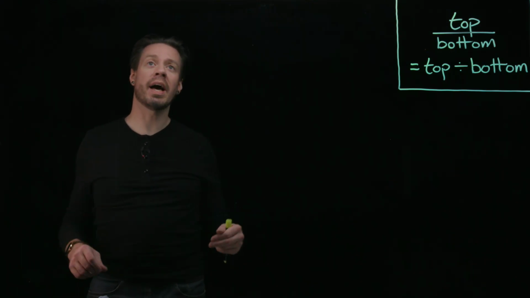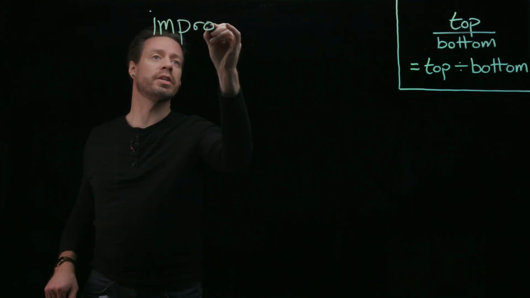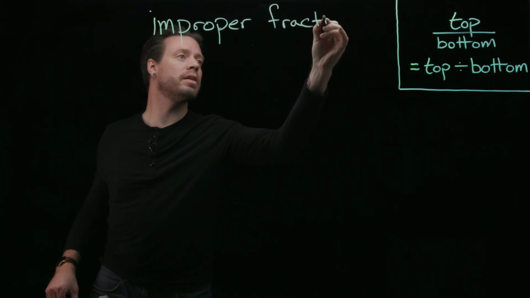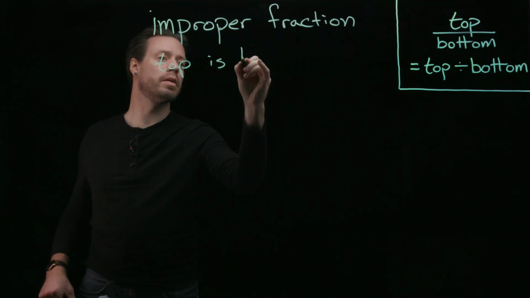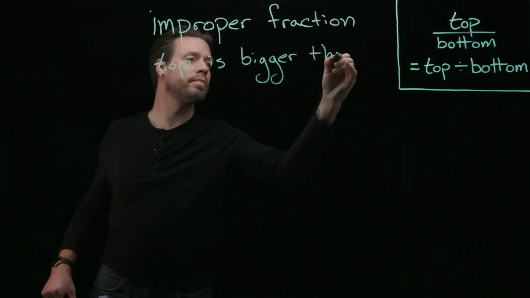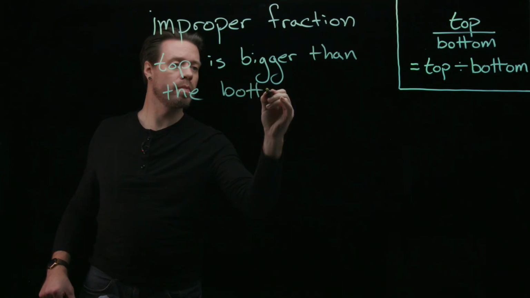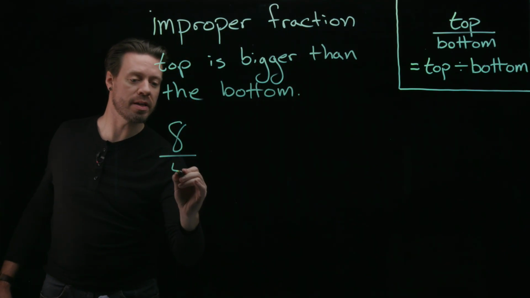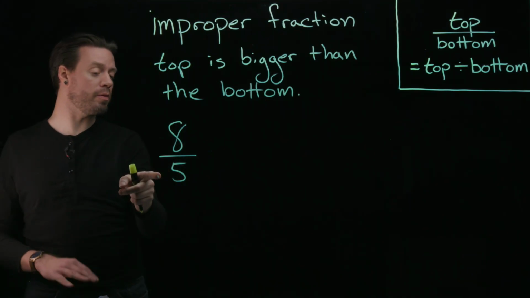So next we want to look at an example of what we call an improper fraction. An improper fraction is a fraction where the top is bigger than the denominator, or the bottom. So we will look at the example of 8/5. The 8, the top value, is bigger than the bottom number, the 5 here.